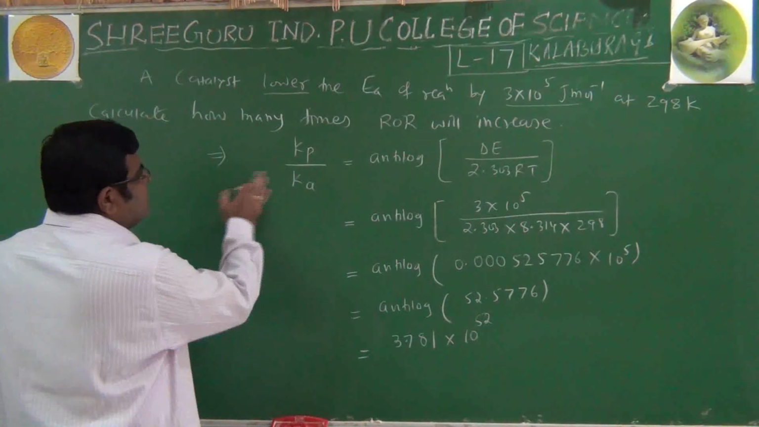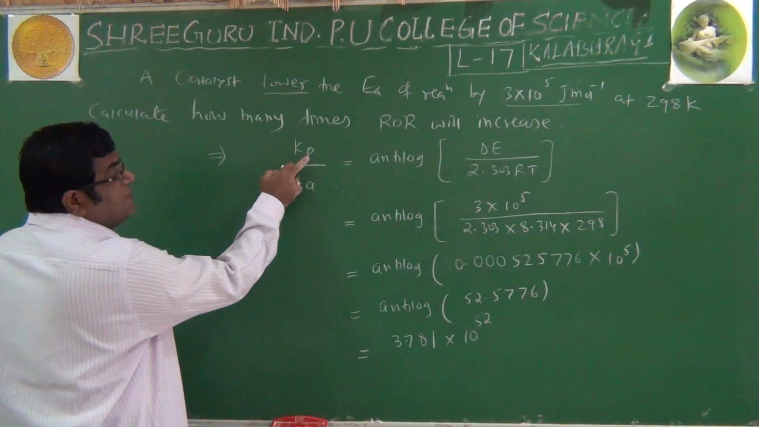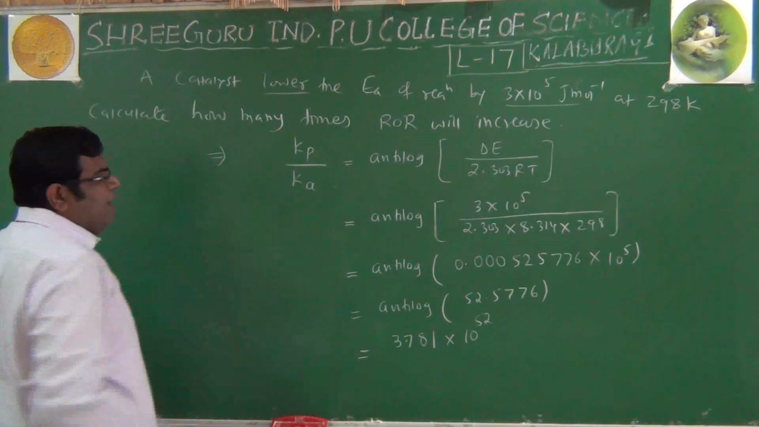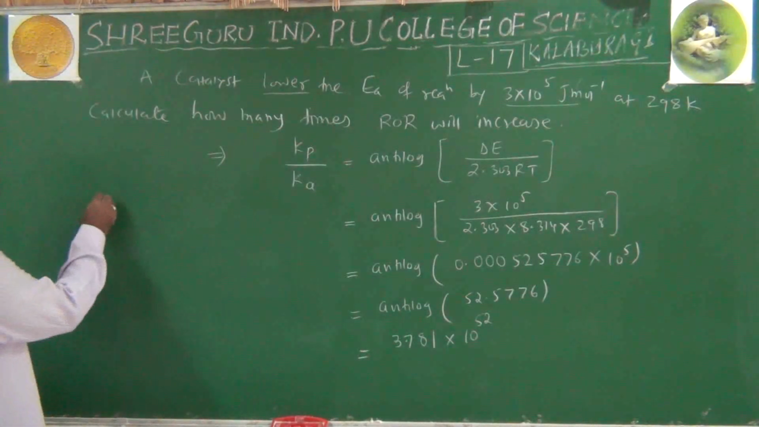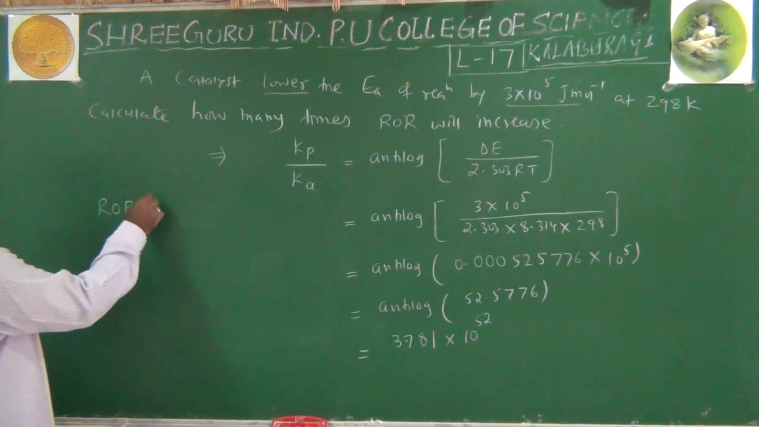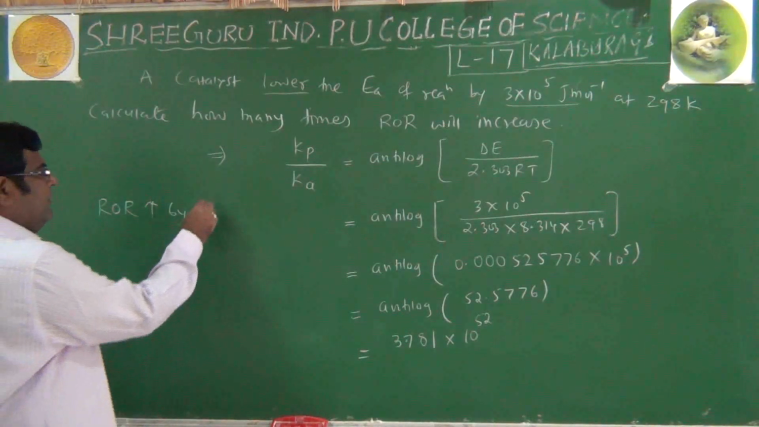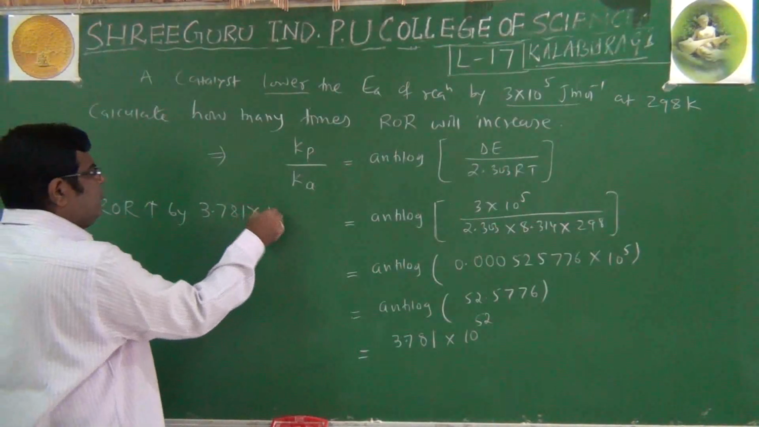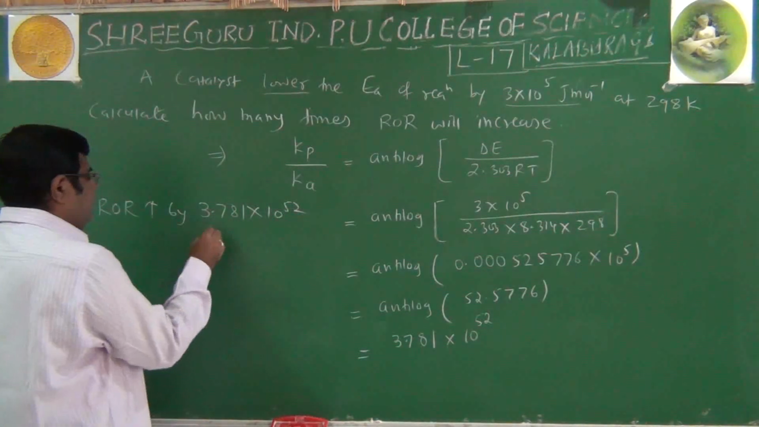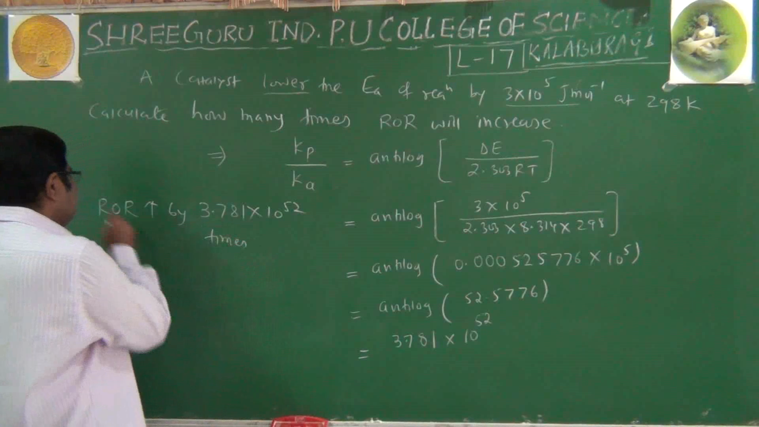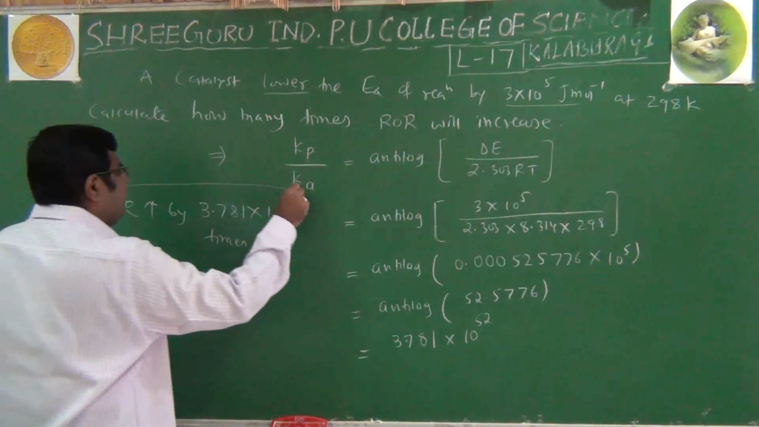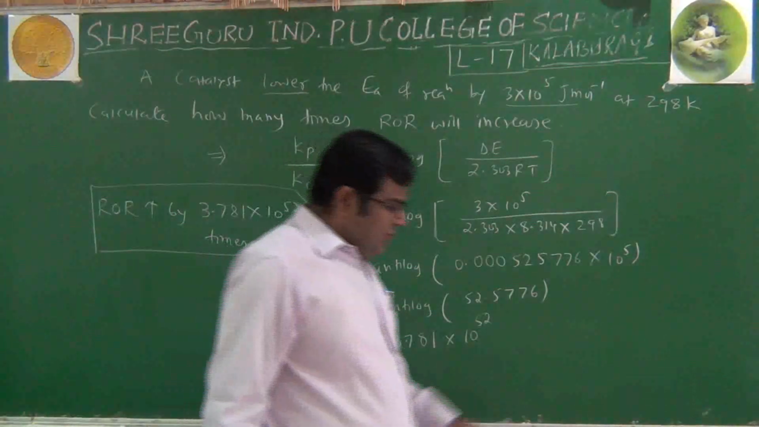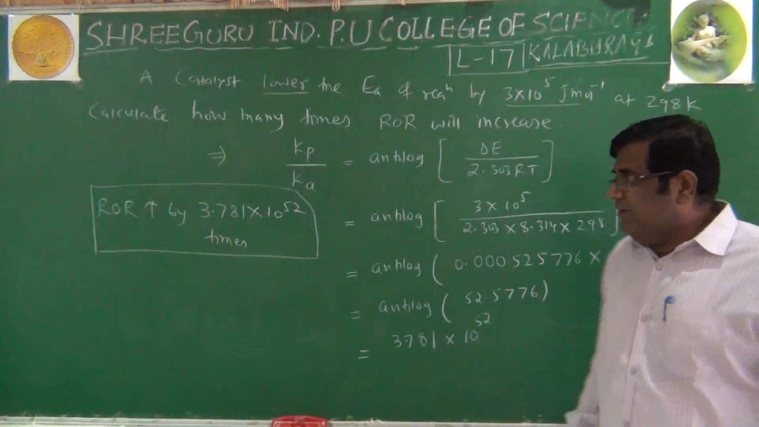So we can say that Kp is the rate constant in presence of catalyst, P means presence of catalyst, divided by the rate constant in absence of catalyst. So I will write here, rate of reaction increases by 3.781 into 10 raised to 52 times. So there is a large increase in the rate of reaction when catalysts are used. So this is the way in which this type of question can be solved.